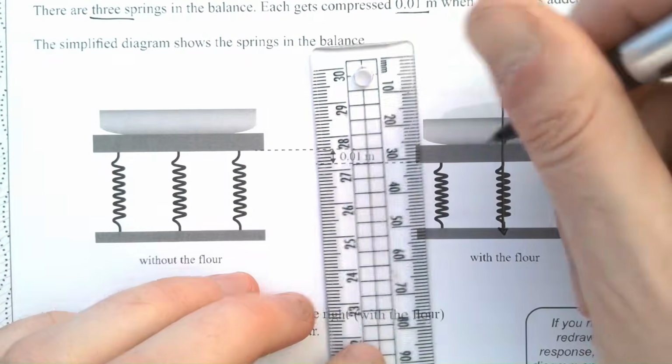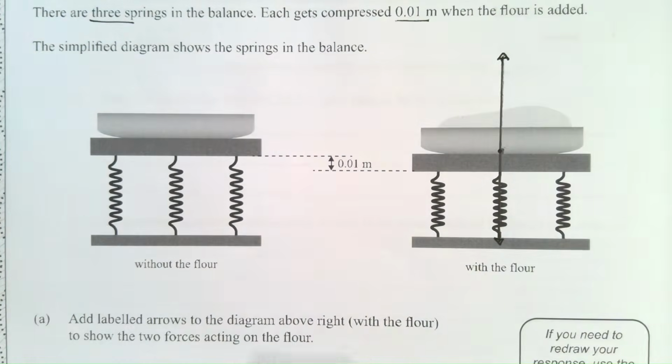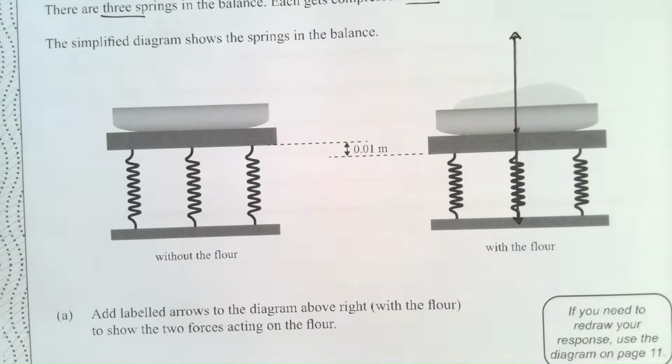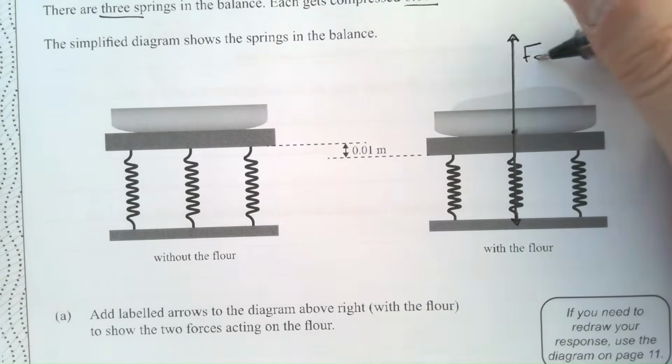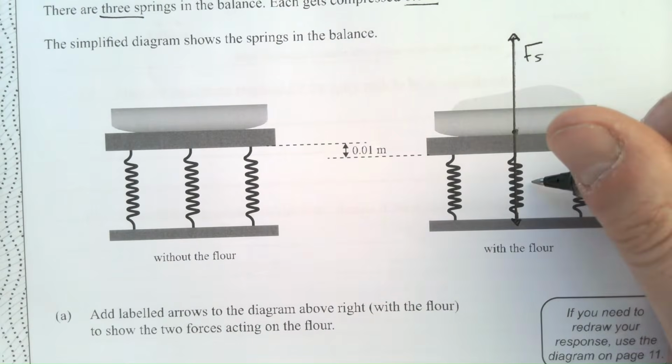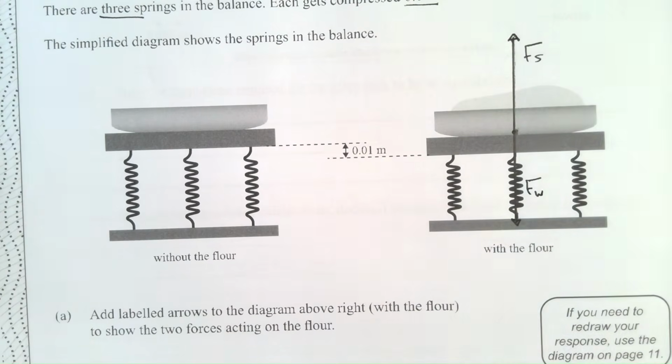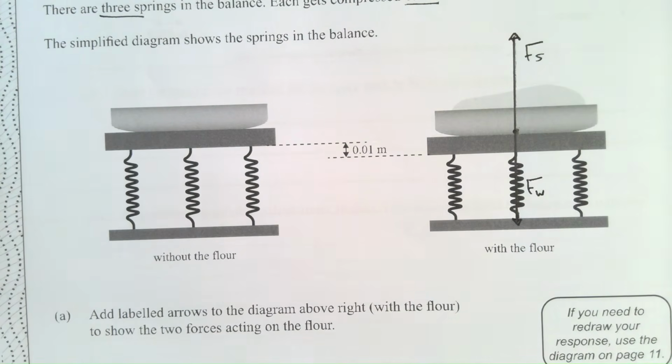And it's probably a good idea to make sure you do add that little node in the center just so you can see where they're starting from. And then we're going to label them Fs for support force and Fw for the weight force. You could go with Fn, Fr for normal reaction, or just write the words if you're unsure which ones to choose.